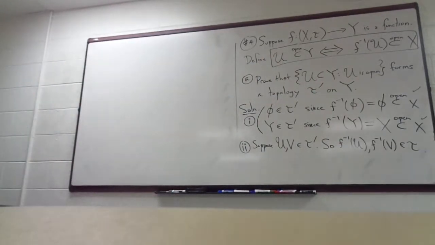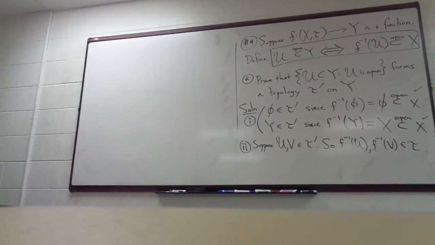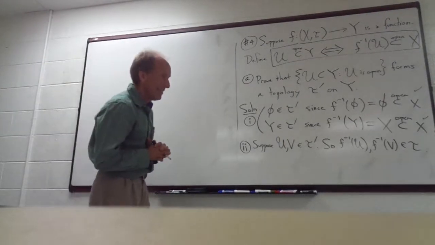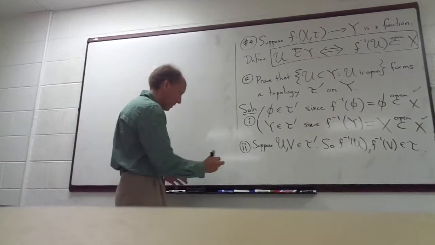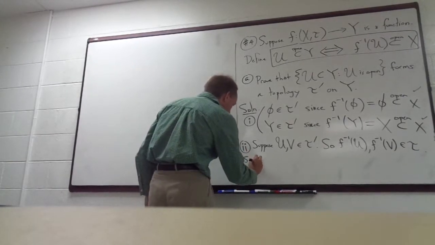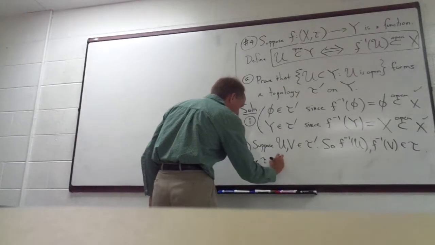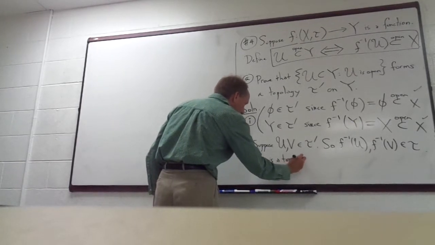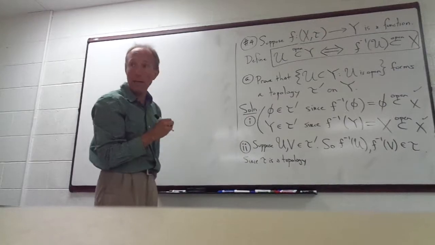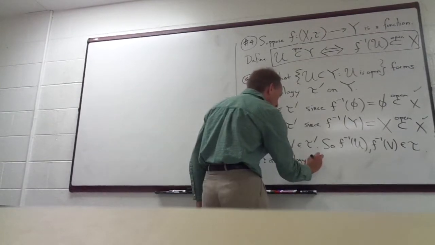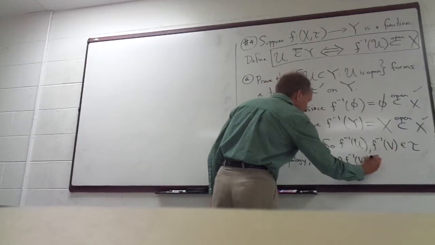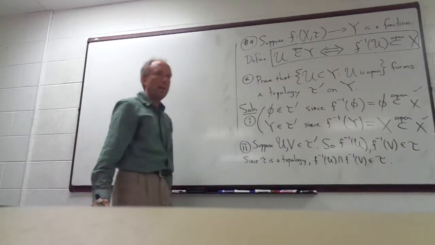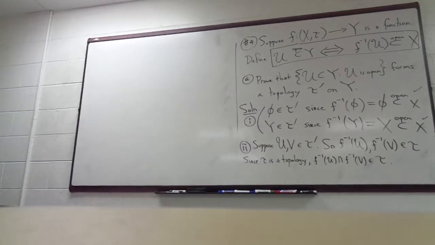Right? What would you like me to do next? So the intersection belongs to tau. Since tau is already a topology on X, then the intersection is in tau. It is still in tau. Exactly, right? Okay, now what do I need to do?